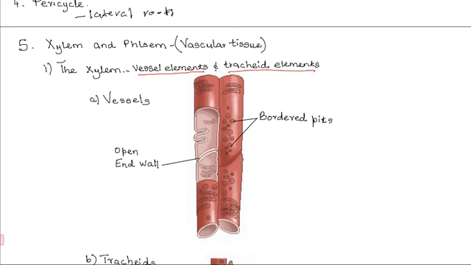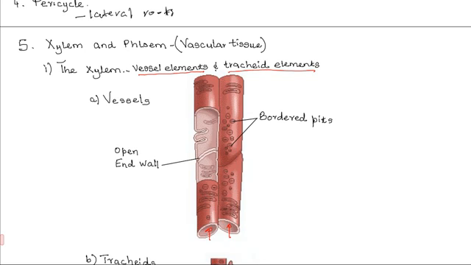Both vessels and tracheid elements have thickened lignified walls that enable them to withstand high pressure without collapsing, and also enable them to serve as supportive structures to the plant. So both of them have thickened lignified walls for strength and to prevent them from collapsing, because they both have hollow lumen. Both of them have hollow lumen for free passage of water and mineral salts.